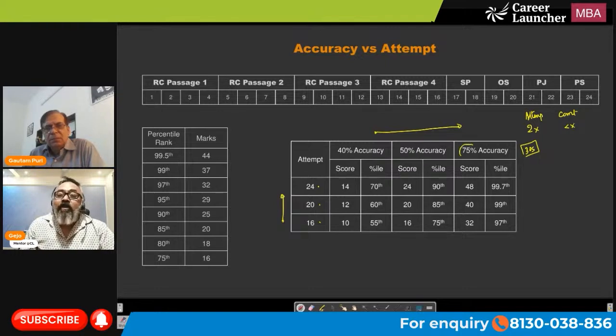So as close to about 75% accuracy, as close to that, you'll hit the 30s. But you're able to hit the high number of attempts. It's very intuitive. I think there is nothing major about this.